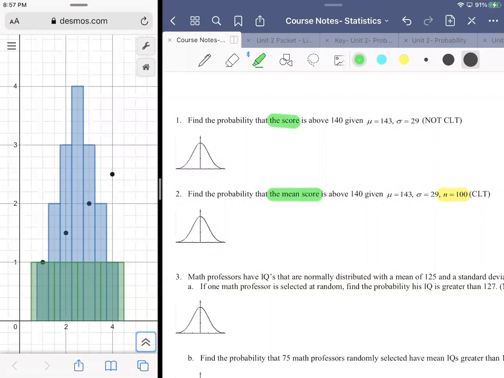All right. If you're having a mean score, we're not talking about an individual score. We're talking about a score corresponding with a group. All right. So that's something to be mindful of. That mean is corresponding with a group. That group, or the fact that there's a group there, implies central limit theorem.